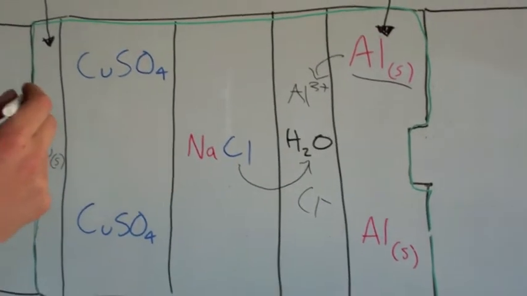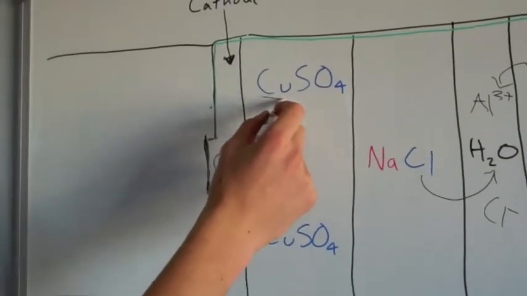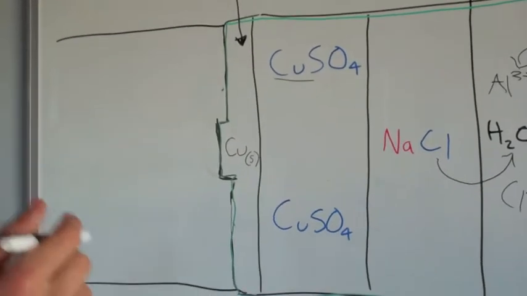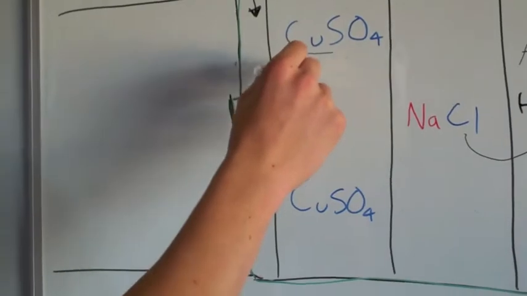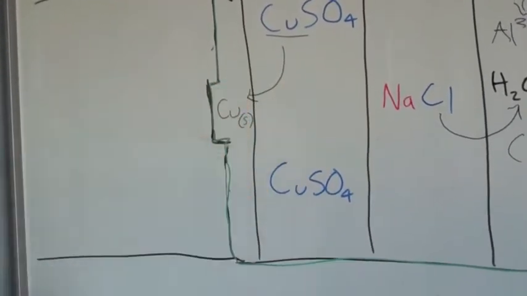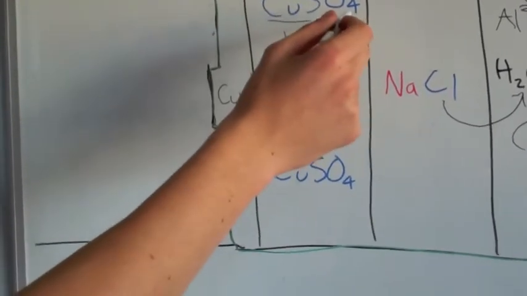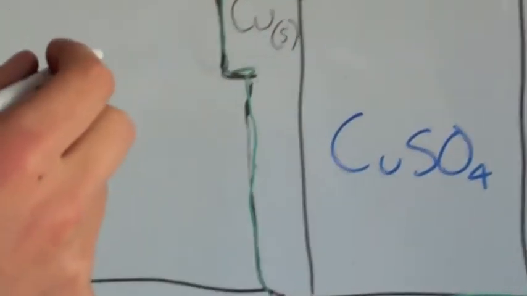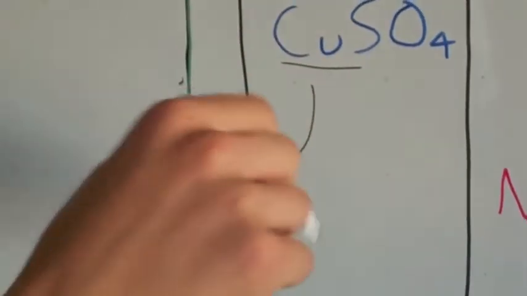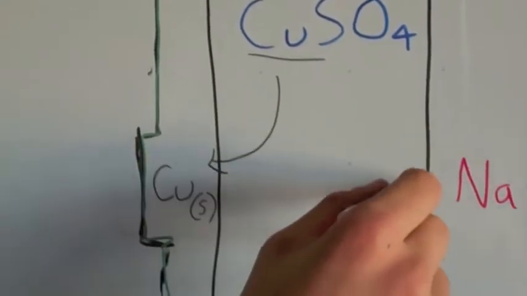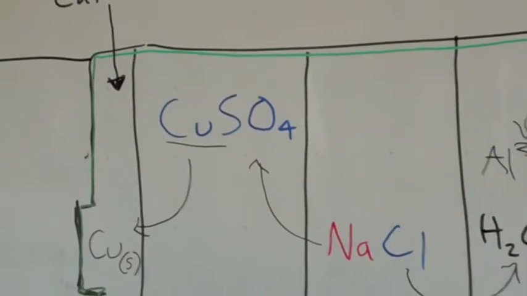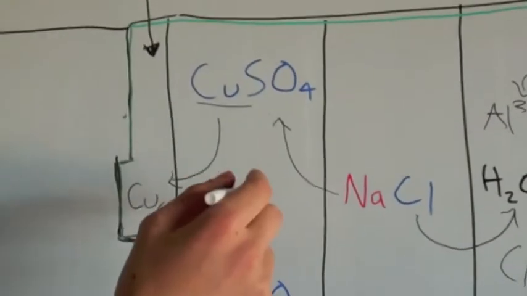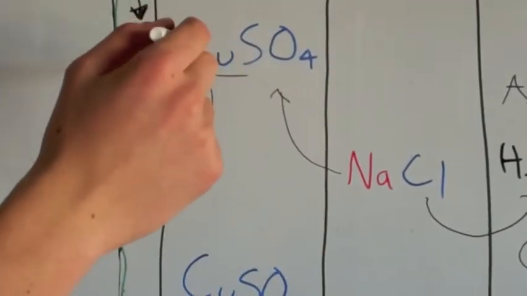On this side, the same is also true. When copper ion is being reduced, it is gaining electrons, and copper metal is formed. Copper metal forms onto the cathode, leaving sulfate, a negatively charged ion, by itself in the solution. The sulfate then bonds with the salt. Not the salt, the sodium. The sodium bonds with the sulfate to form a neutral compound.